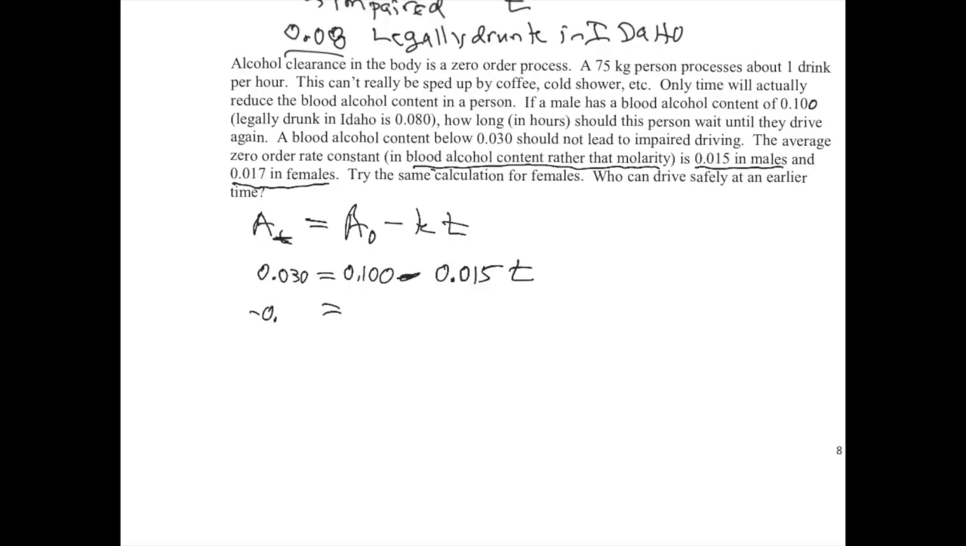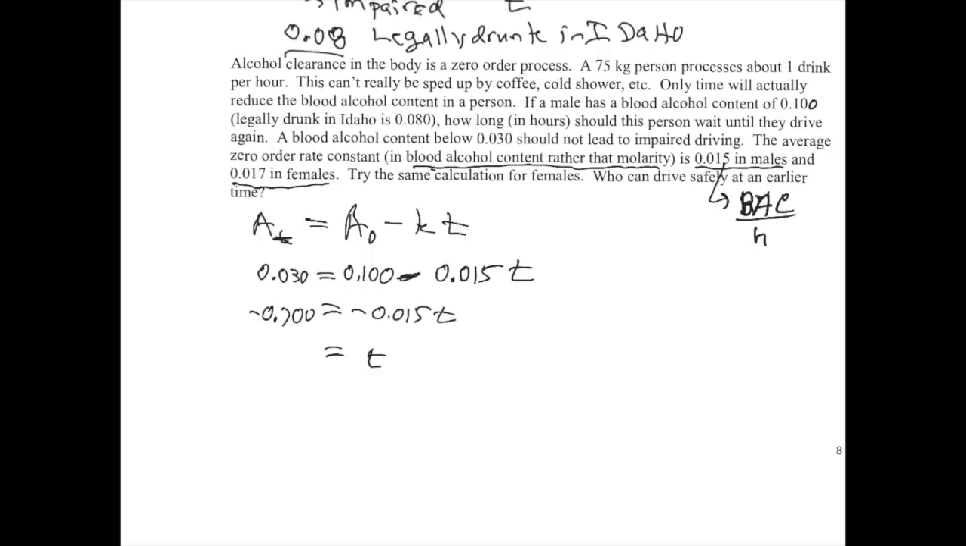Okay, so we'll do the math. We got negative 0.070 equals negative 0.015 T. And I'm going to solve for T. I just realized I didn't put the units for this: BAC, blood alcohol content per hour. We'll do it that way. Okay, that's what the units are.